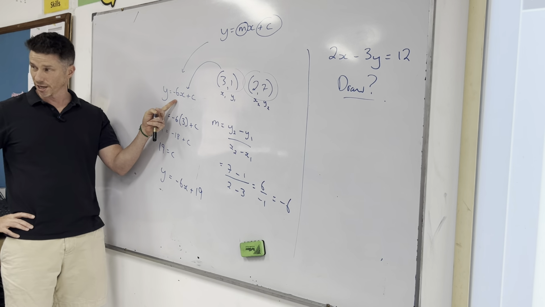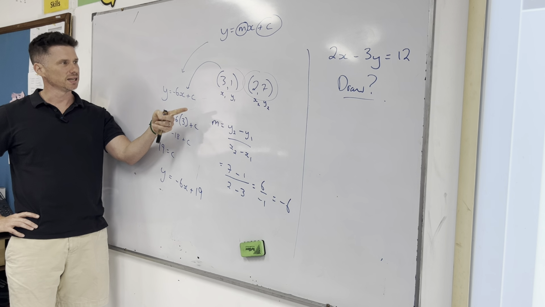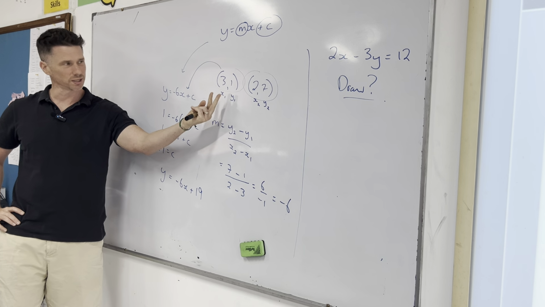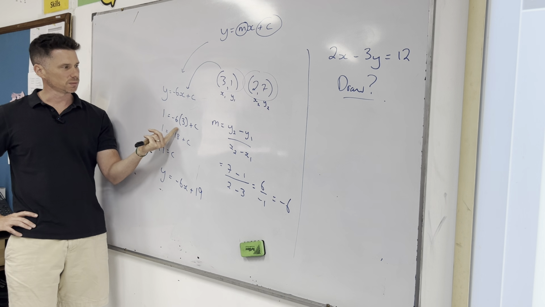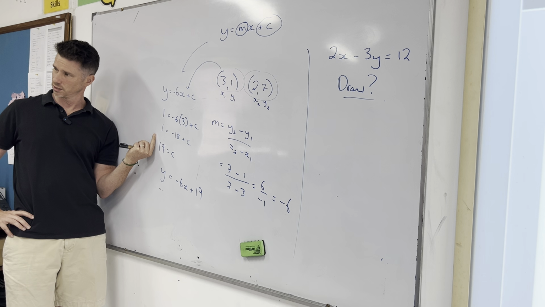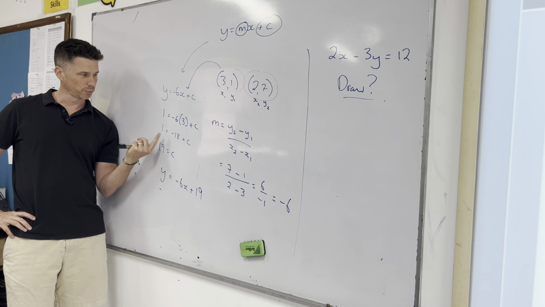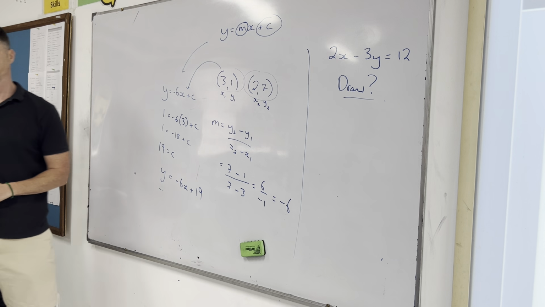So I got this minus 6 first. And then I said, right, how do I find c? I put in either of these 2 points. I got these points, these are at the start of the question. So I put in 3, 1. Minus 6 times 3 is the negative 18. Bring it over here, it becomes positive 18. So 1 plus 18 is 19. That's how. And then I put it back in for the c. Okay.